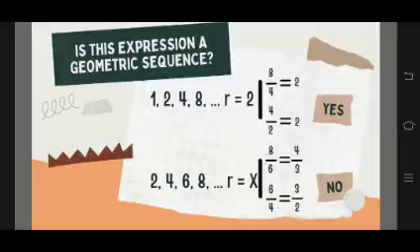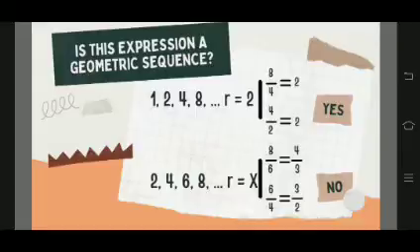The second given sequence is 2, 4, 6, and 8. Let's determine if it is geometric or not. Again, we use the term 8 and the term that precedes it, which is 6. We divide those and we get 4/3. Using another one, we divide 6 by the term that precedes it, which is 4, and we get 3/2. As we can see, we don't have any common ratio. So the second expression is not a geometric sequence.